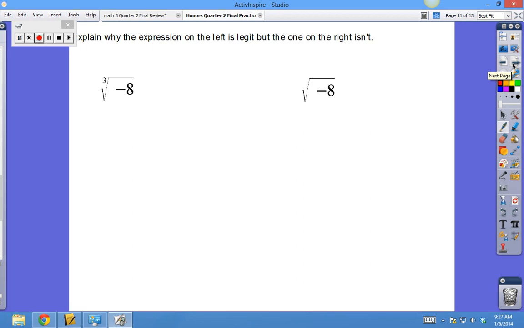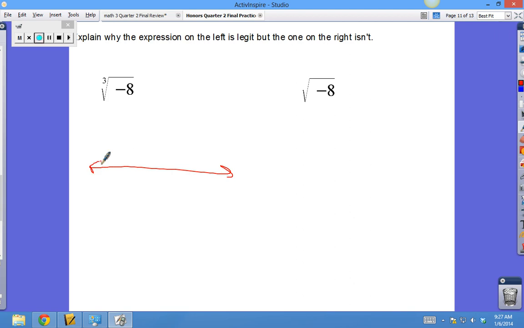Okay. What's legit about the left one and bad about the right? The left one does exist on our number line. It exists right here at -2.